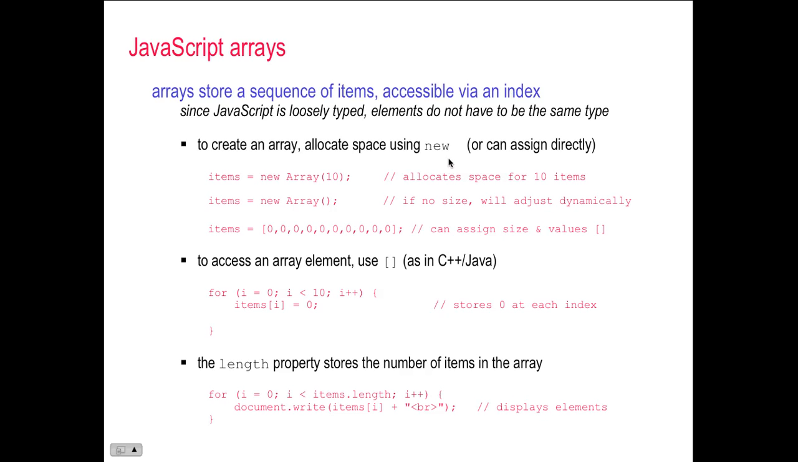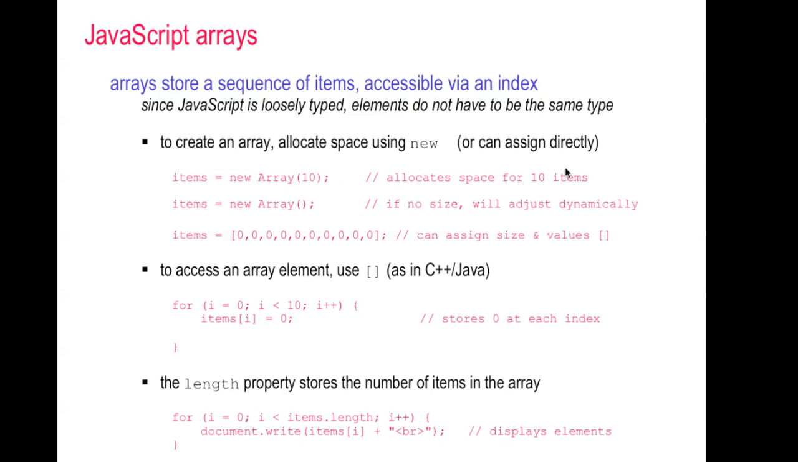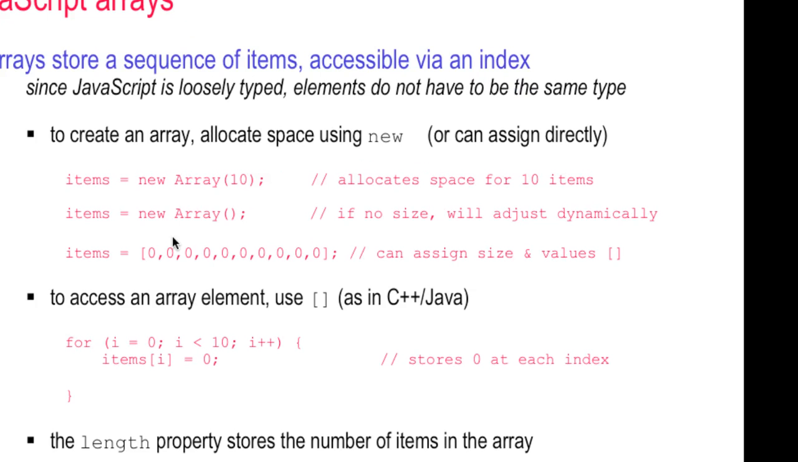To create an array, we allocate space using new Array(10), allocate space for 10 items. Items is equal to new Array. If no size is given, it will adjust automatically. Or items is equal to all this stuff here. So elements do not have to be of the same type, and then we can implement them in these three different ways. Usually you're probably going to do this: items is going to be equal to A, B, C, D, E, F, G, separated by commas, whatever it happens to be inside of the array. So you can assign a size and the values automatically.